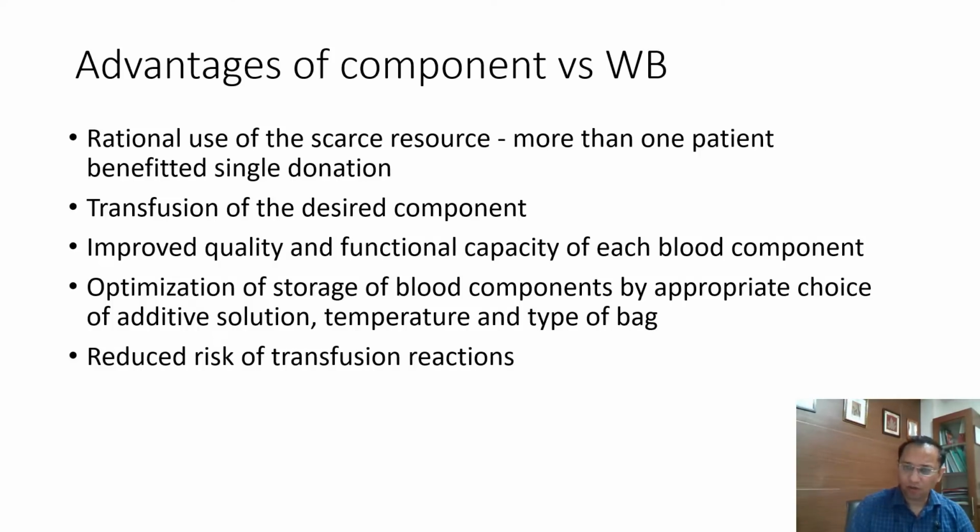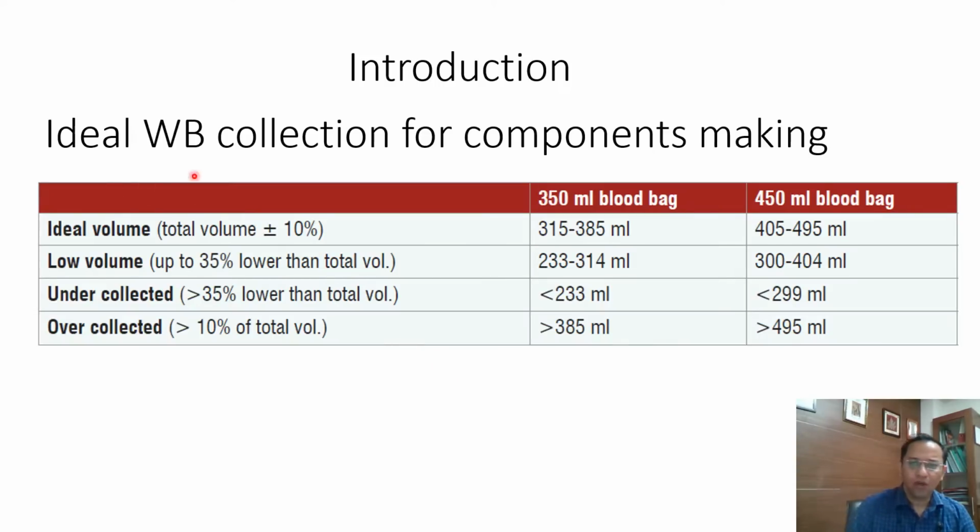What are the advantages of blood component preparation versus whole blood? Rational use of scarce reserves, so more than one patient can benefit from just one single donation. Transfusion of the desired component, improved quality and functional capacity of each blood component that is prepared, and optimization of storage of blood components by appropriate choice of additive solutions. So basically you can increase the storage time, temperature, and choose the type of bag, and reduce the risk of transfusion reaction.